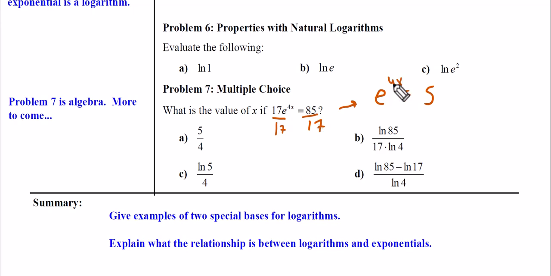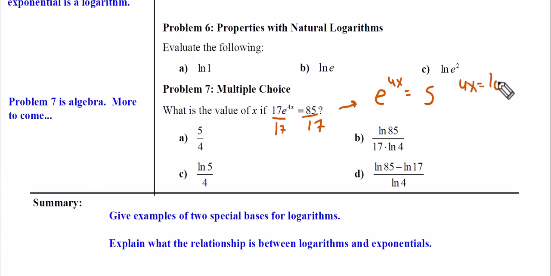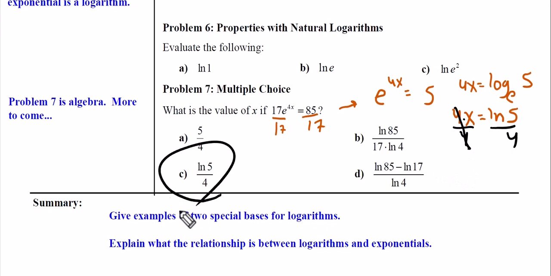The exponent is the logarithm of the base. In other words, this is 4x equals natural log of 5. I want the x by itself, so divide both sides by 4. And I get this answer, C.